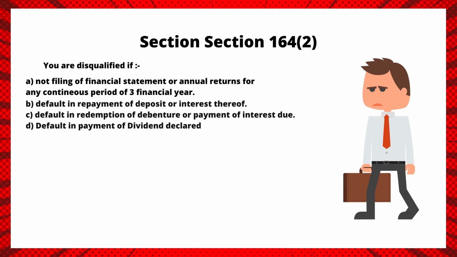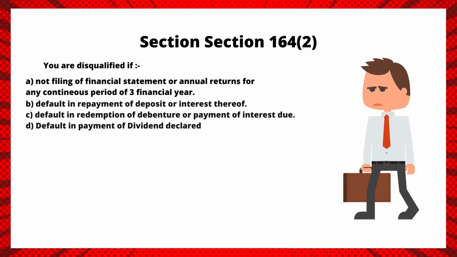Section 164 subsection 2 clause C says that if you have made a default in redemption of any debentures on the due date or you have made default in the payment of interest, then also you are disqualified. And last but not the least, clause D says that if you have made default in payment of any dividend which is declared by you, then you are disqualified to be a director of the company.